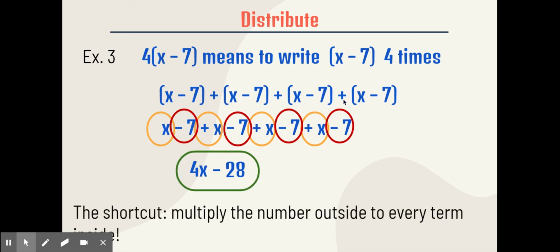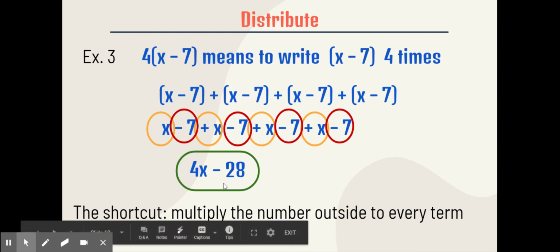Now there is a shortcut to this. All I have to do is multiply the number outside the parentheses to every term inside the parentheses. 4 times x is 4x. 4 times negative 7 is negative 28. So my answer is 4x minus 28.